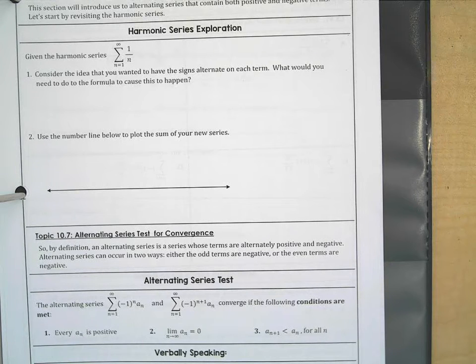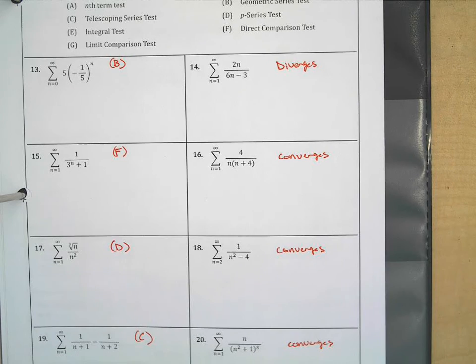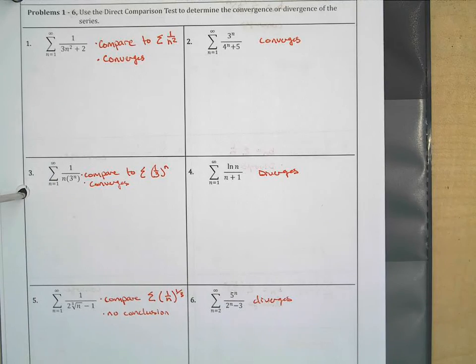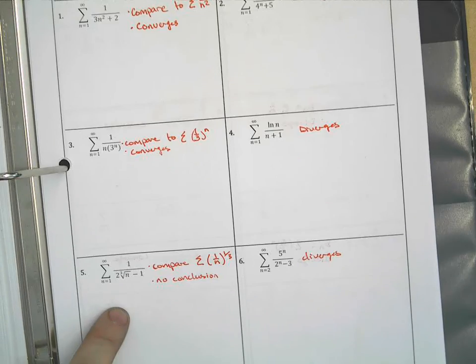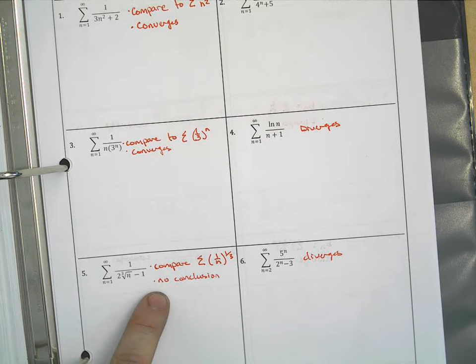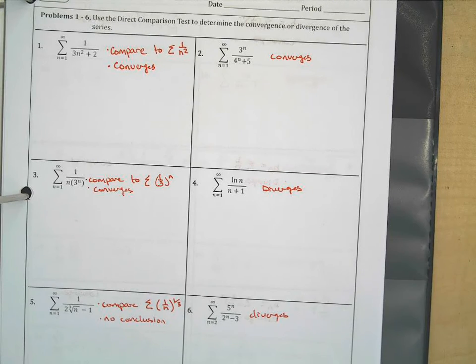On these first ones, do we have to worry about verifying it? No, I don't think so. Oh, the 1 is a no conclusion. Number 5. Yeah, I get it. This is 1 over N.